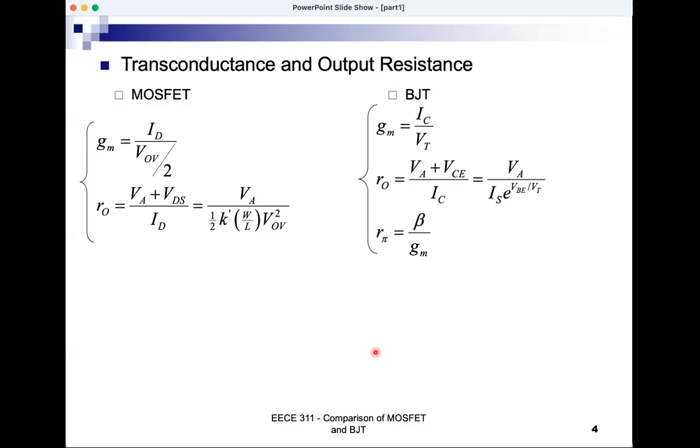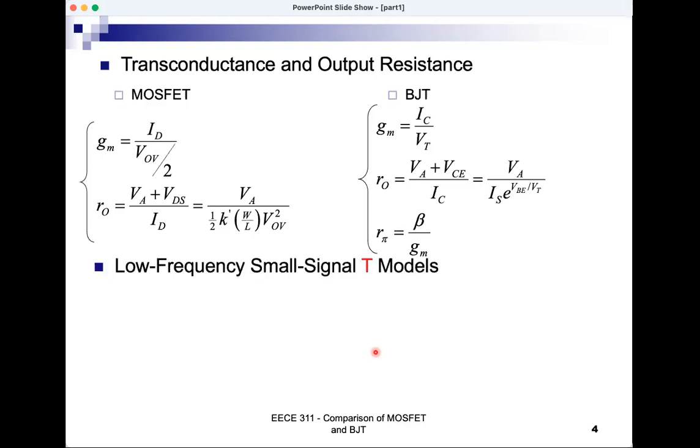ro is VA plus VCE over IC, and that's also equal to VA over Is e to the VBE over VT. And we have the additional r pi for the BJT, and it's equal to beta over gm. So the product r pi times gm is equal to beta. Beta is this IC over IB in the active region.